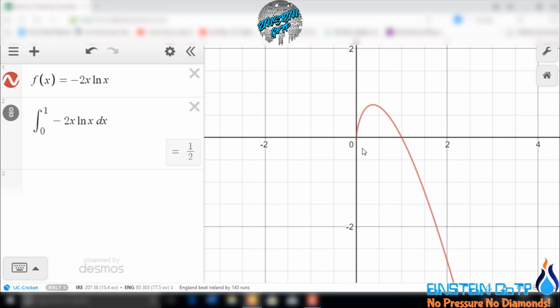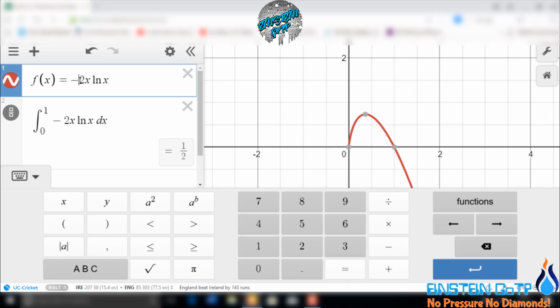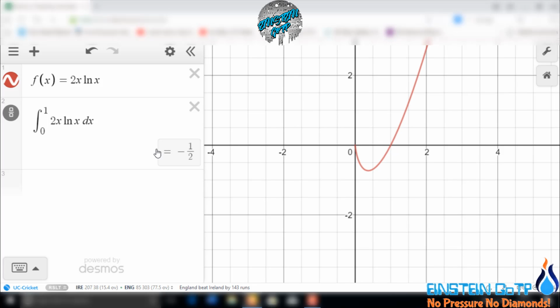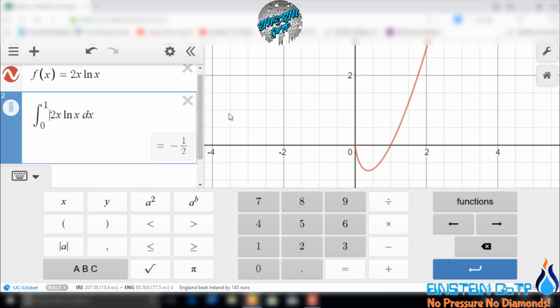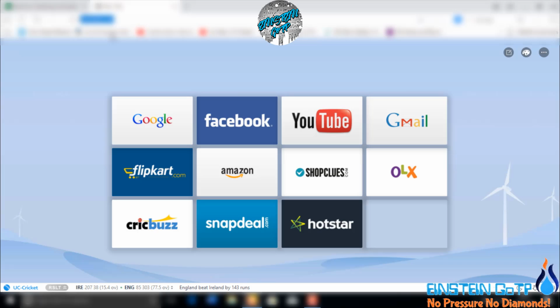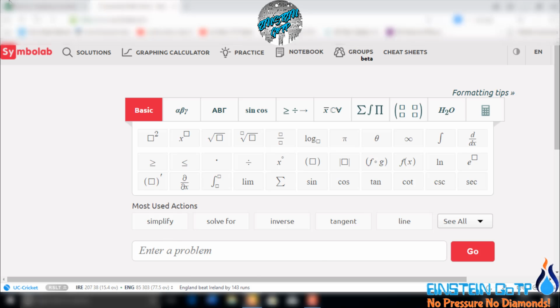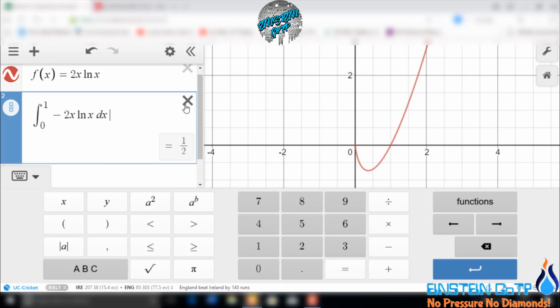So what if we remove the minus sign? Let's remove the minus sign. Well, the equation just flips. We know that the equation flips. Now the area will be minus half, obviously. So minus, let's do it. Okay, let's go to Symbol Lab now. Let's now close it.